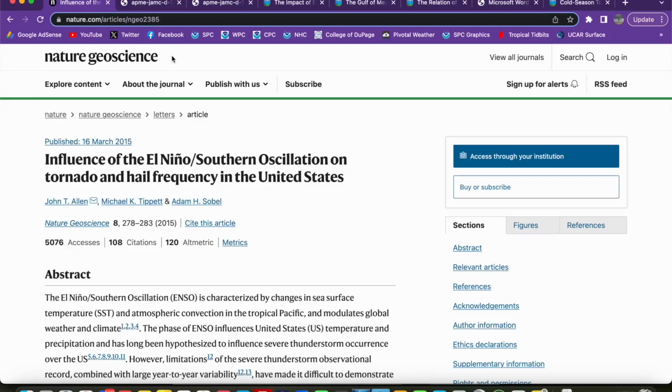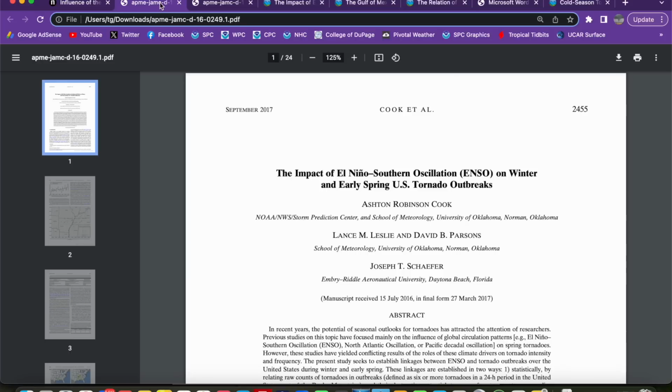These findings have been supported by numerous research articles, including Allen et al. 2015 and this article by Cook et al. 2017, which looks at how ENSO phase impacts tornado outbreaks in the winter and early spring in the U.S. And they found that tornadoes and tornado outbreaks are much less frequent during El Niños when compared to La Niñas. In fact, the tornado count during January and February when La Niña conditions are present is approximately 2 times greater than that of January and February during an El Niño.